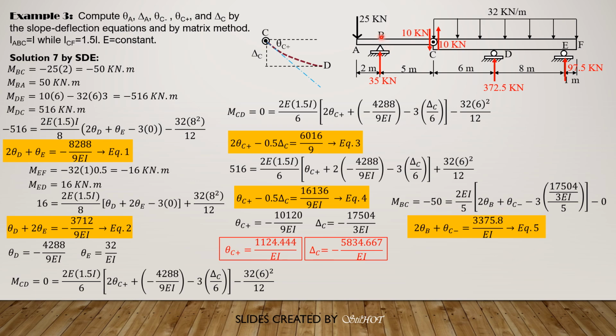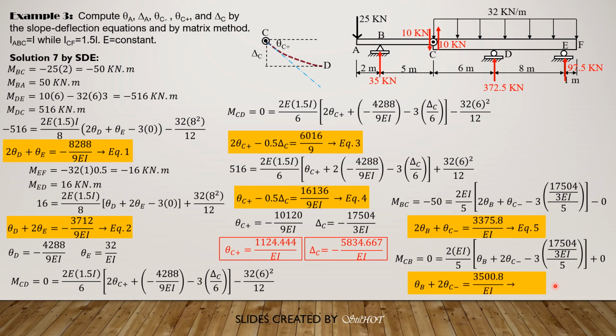And likewise, MCB, moment at C is 0, is equal to 2 times EI over 5, quantity theta B plus 2 times theta C to the left, minus 3 times delta C over L. So delta C is positive because it is going down clockwise, over 5, plus fixed moment is again 0 because there is no load in between B and C. Simplifying, theta B plus 2 theta C just to the left equals 3500.8 over EI.